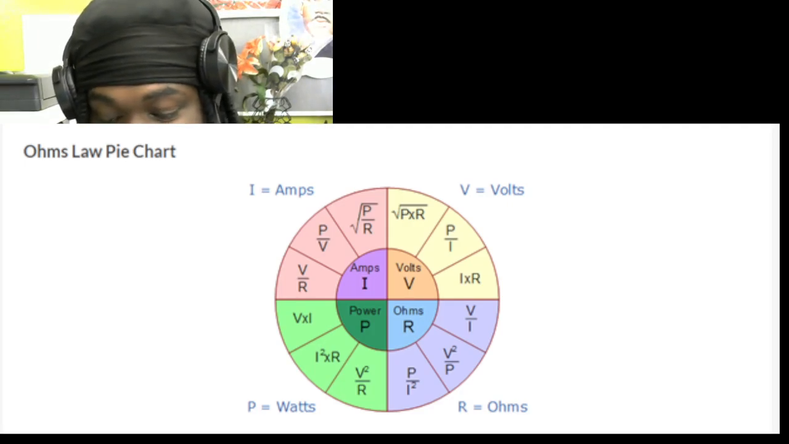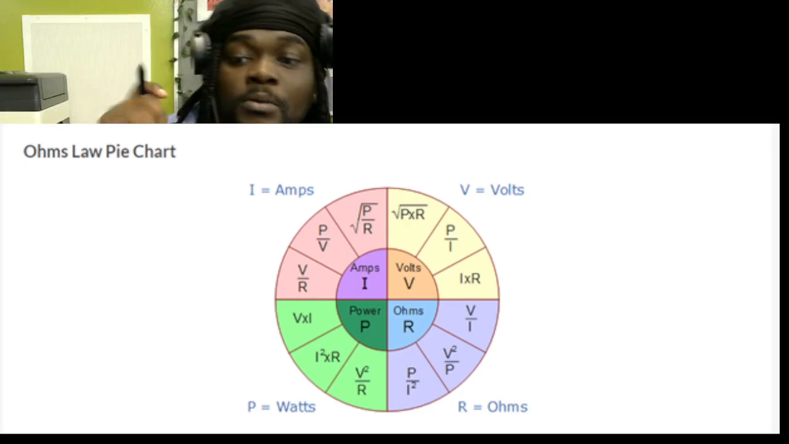Our I squared times R. But remember, I cannot stress this enough: your R will tell you where you're using it and what you're doing. Power in each resistor, it told you PR1. So you're just doing current, I squared times R1, I squared times R2, I squared times R3, R4, R5, whatever resistor it is. But now because it's total power, what are you doing? I squared times RT.